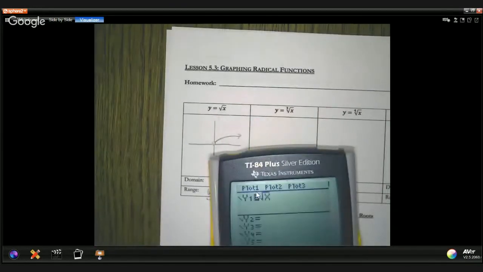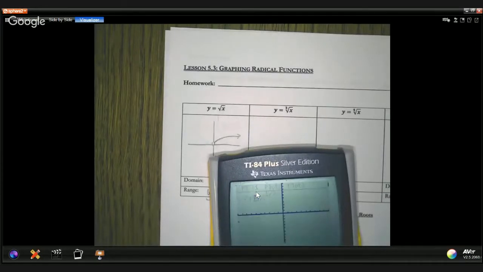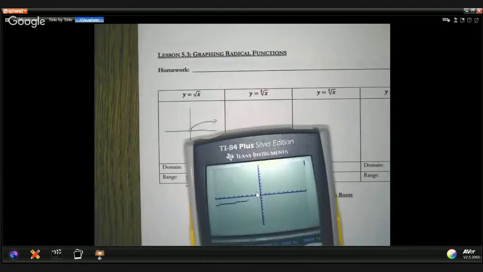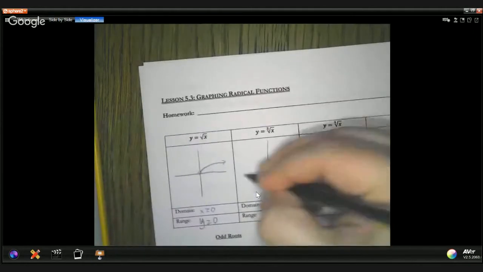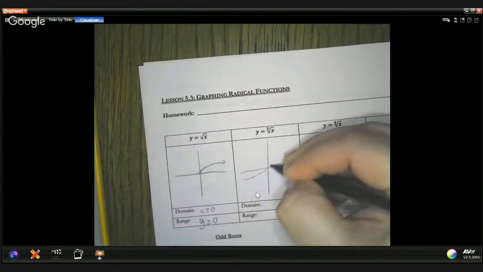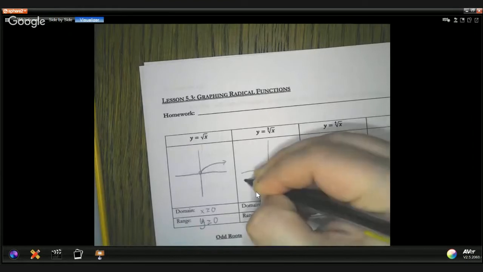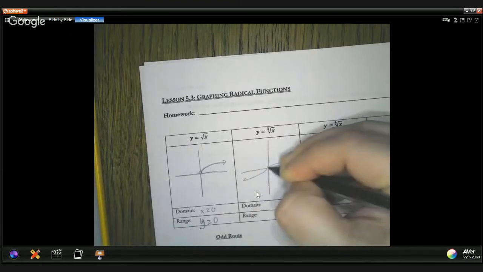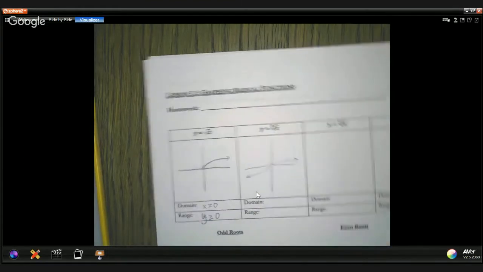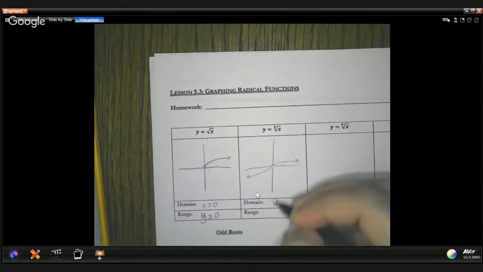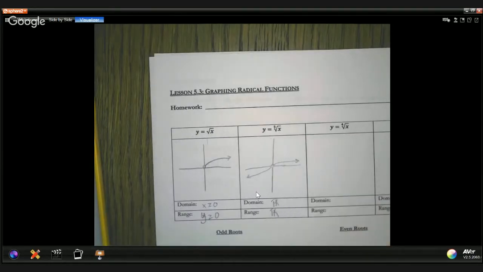So I'm going to do x to the power of 1/3. That's the quickest way for me to type it in. And I graph this one, and this time it kind of goes both ways, okay? It kind of curves up and then makes a little S and goes this way. Okay, but again, it's that point that matters. The domain for this one is all reals and the range is also all reals.